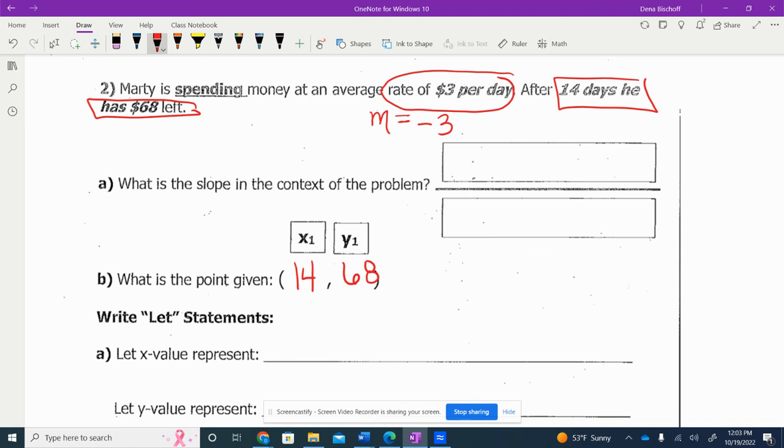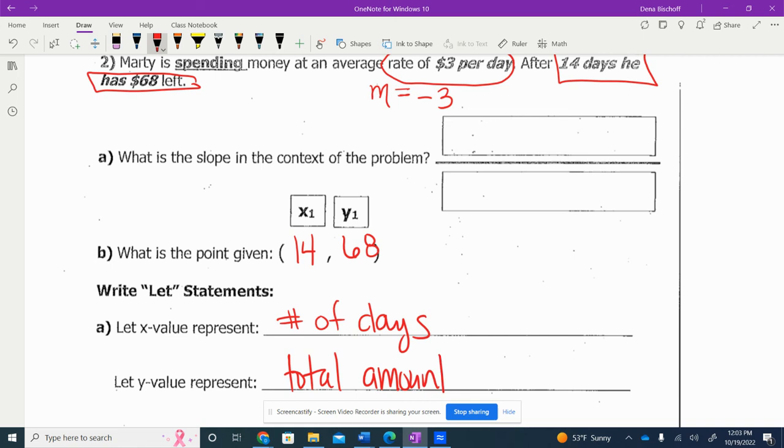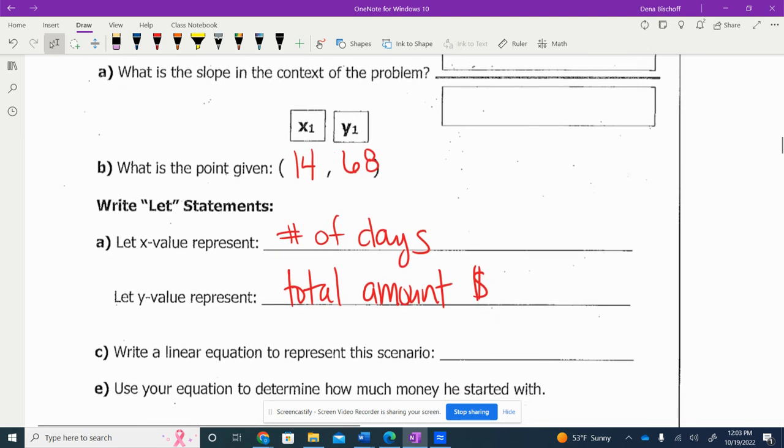So what does X represent and what does Y represent? X equals number of days. Awesome. And y equals the total amount of money. Yeah, perfect. Total amount. Can I just use dollar sign? Are you guys okay with that? Total amount, dollar sign. All right, who's coming up with the equation for this? We have a slope of -3, and we have an ordered pair of 14 and 68.